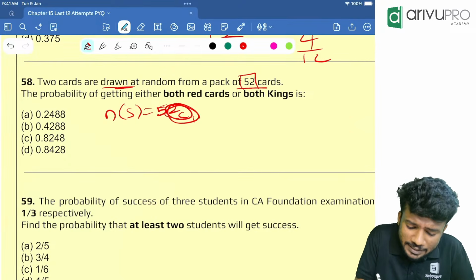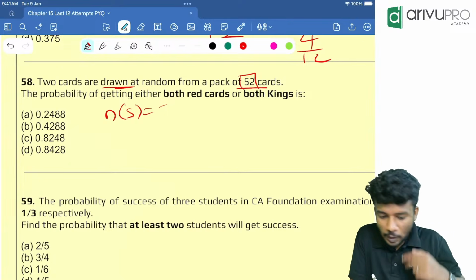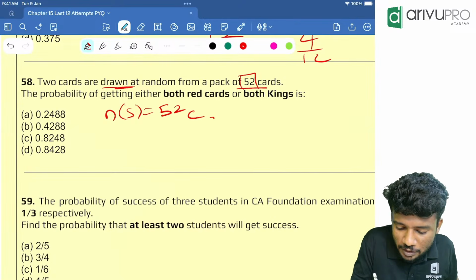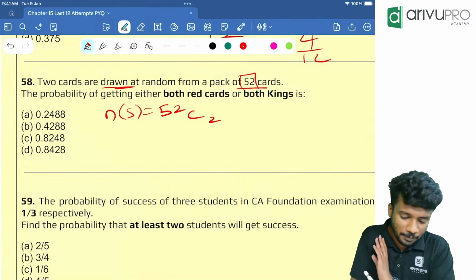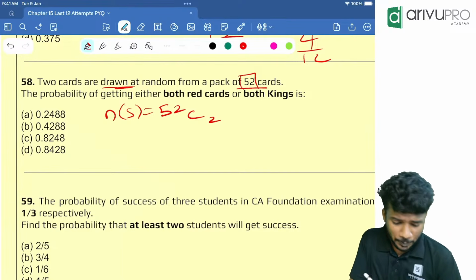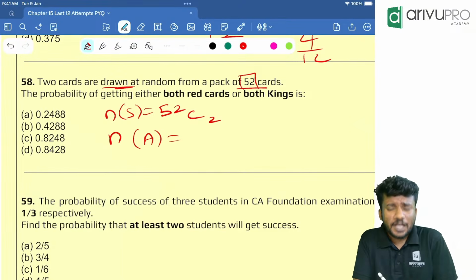But here what is the case? Are we choosing 1 card? Nope. We are choosing 2 cards. That means 52C2. That is n of S, the total sample number, or the cardinal number of the sample space. Then n of A depends on the condition. We need to go to the condition and check.